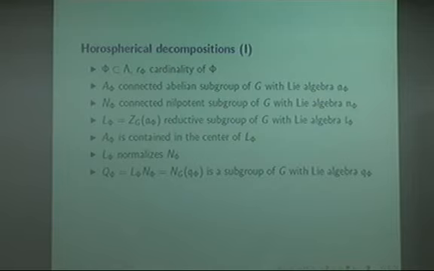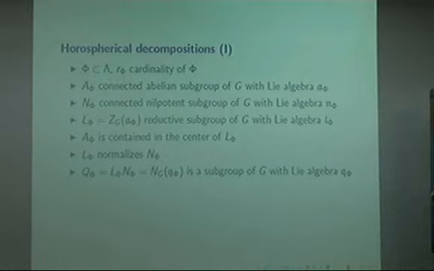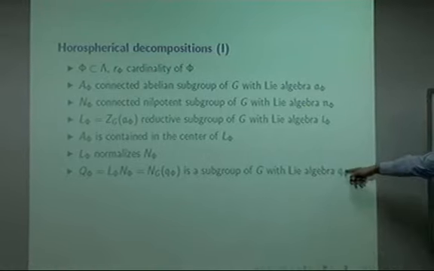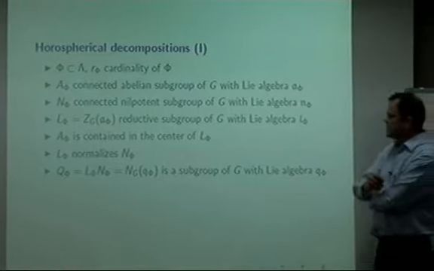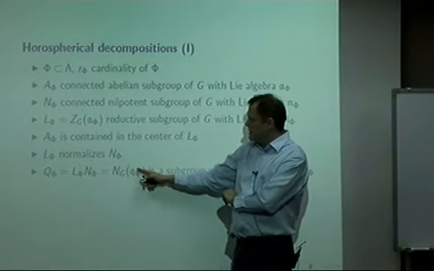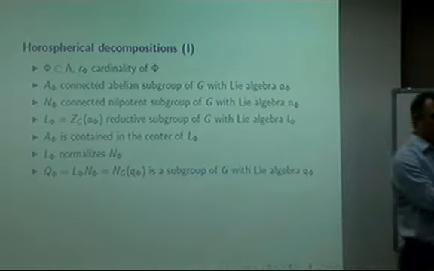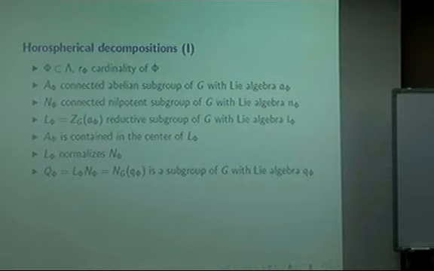Yeah, so we can take the product L phi times N phi, and this gives us the parabolic subgroup. This is the corresponding group, and it has Lie algebra q phi. This is no surprise. What is nice is that one can write this explicitly as the normalizer of Q phi in G. So somehow what the parabolic subgroups are, these are the subgroups of G which are their own normalizer.